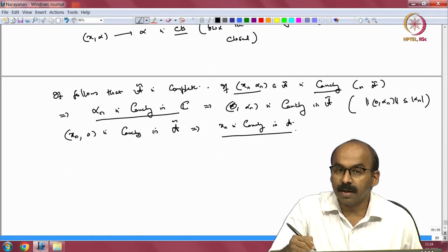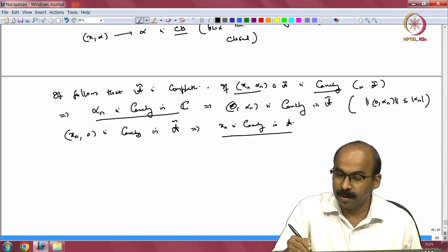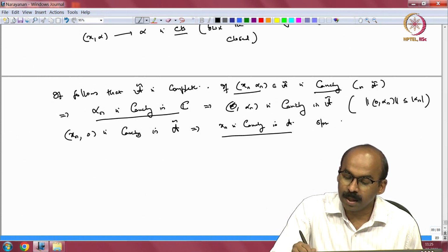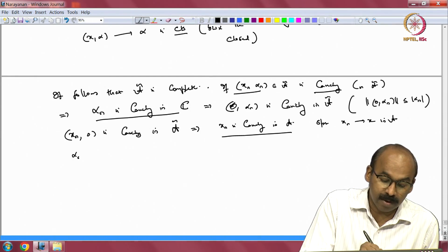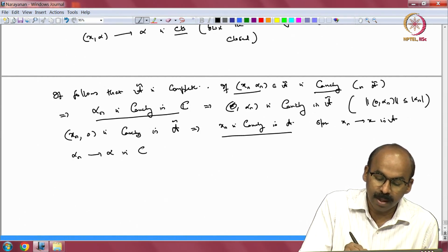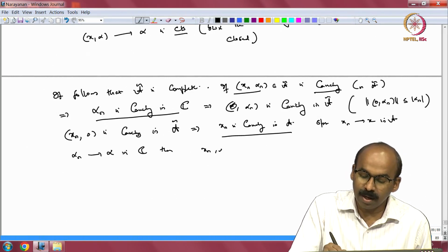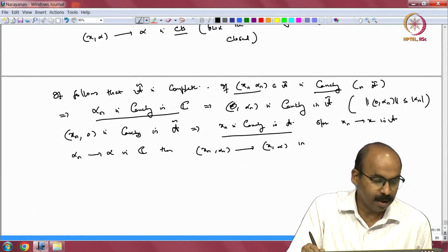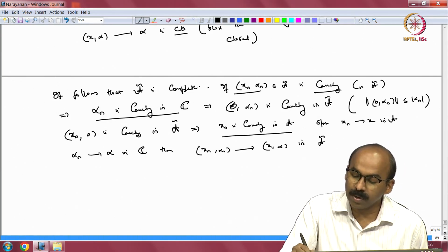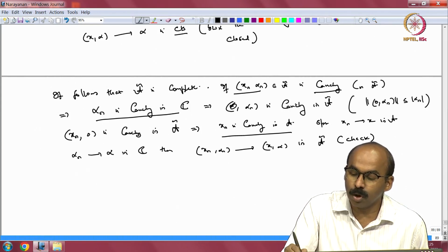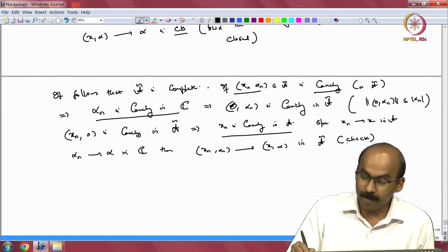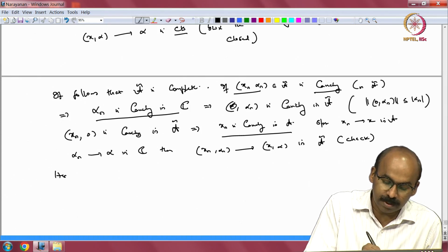So, alpha_n is Cauchy in C and x_n is Cauchy in A. So, there are limits, because A is complete and C is complete. Suppose x_n converges to x in A and alpha_n converges to alpha in C. Then you can check, and I will leave this part to you, that (x_n, alpha_n) converges to (x, alpha) in A tilde. This is something one has to check, because the norms are defined in a peculiar manner. So, hence A tilde is complete.